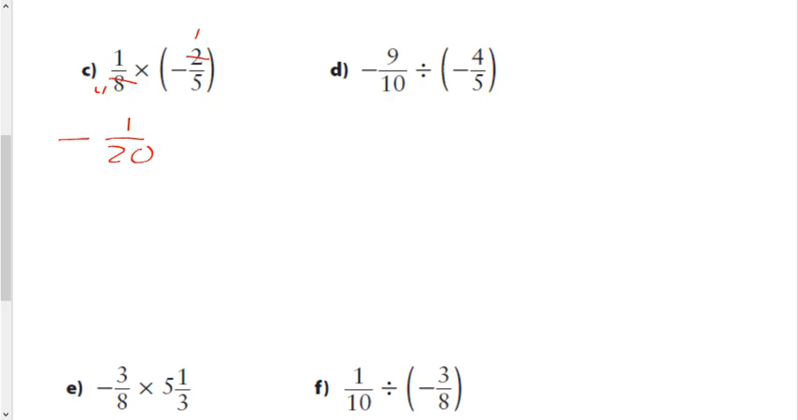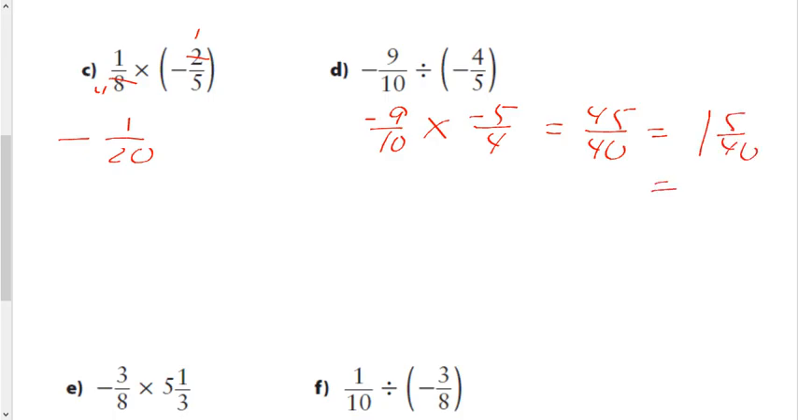Next question, keep your first fraction, change to multiplication, use the reciprocal of the second. Notice how my negative symbol is still in the numerator. Cross reduce, great idea. If you don't, it ain't no thing. You got 45/40, which is an improper fraction. Change it to mixed, you get 1 5/40, which is not lowest terms. Since both 5 and 40 are divisible by 5, you have 1 1/8 as your final answer.